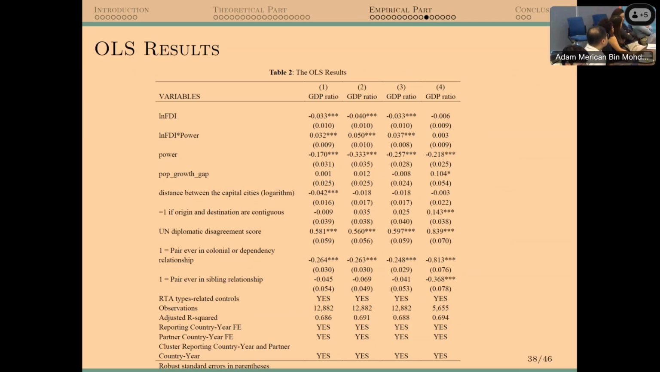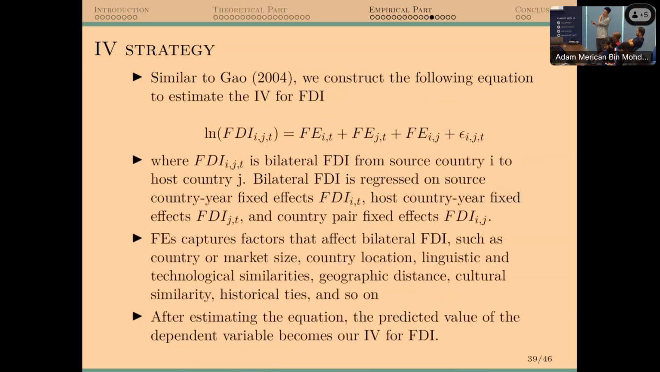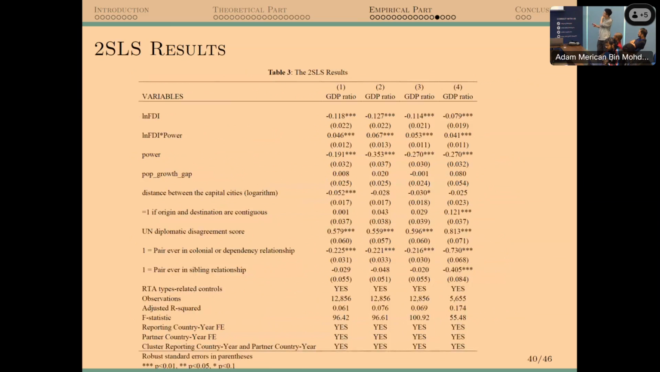As I mentioned, for this power we use the percentage of final upgraded tariff concessions divided by the total requests, because we have zero requests in some scenarios. For the two-stage least squares, following Gaul 2004, we use different fixed effects to predict FDI as the instrument for FDI. It is not that accurate, but it's pretty hard to find a good instrument for FDI. After controlling for this, this is the result we got from the two-stage least squares. The result is pretty much similar to before.